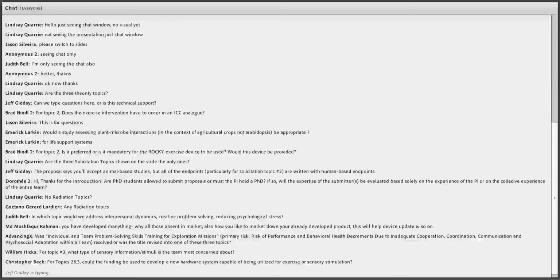Okay, so the question related to the use of animal-based studies for topic 2, that could be a component, but cannot be the end state. So the end states relate to the applications for humans. We're in an applied research program for human research, but we do accept animal-based studies as a component of an overall approach that would end with the human application. So with the right justifications, that is possible.